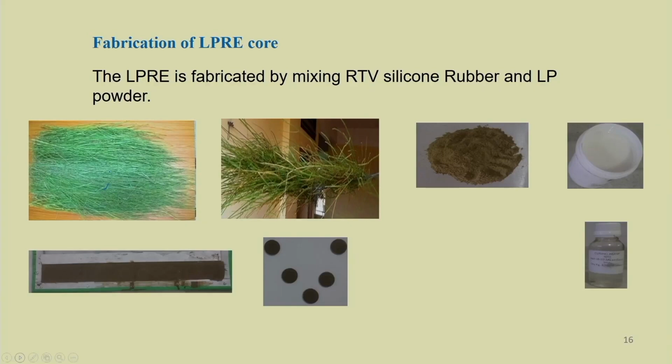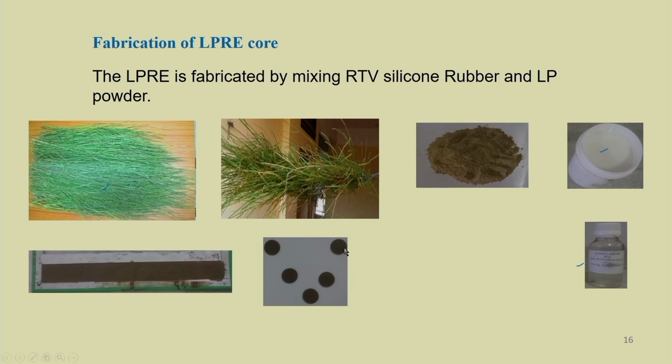In this particular work, we have taken Leptadenia pyrotechnica, a grass-like shrub available plentifully in the Rajasthan desert. We dried it, and after drying, a powder was made. It was then mixed with synthetic rubber along with additives, put in a mold and cured. After curing, this sandwich core was formed.